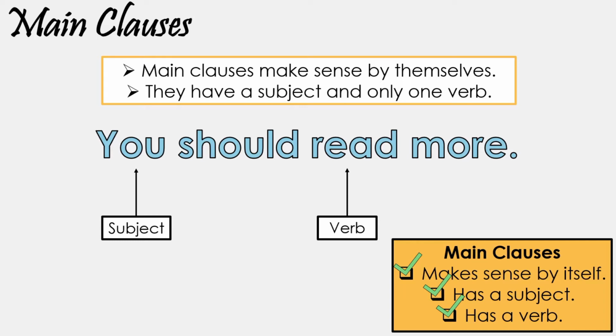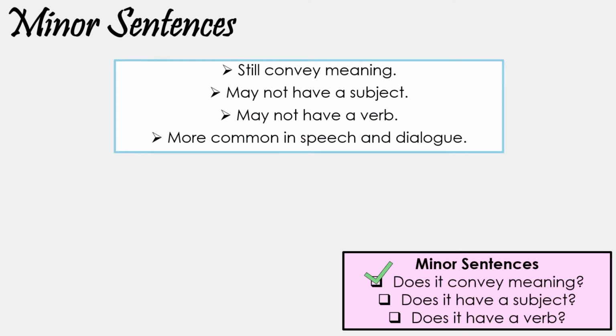Now these three boxes are the things that a sentence needs to be classed as a sentence. Without one of these, it's not classed as a real sentence. Instead, we would call it a minor sentence. Now, minor sentences are fragments of sentences. They still convey meaning, but they might not have a subject, or they might not have a verb, or they might not have either. They're not super common in writing, but they're really common in speech or written dialogue.